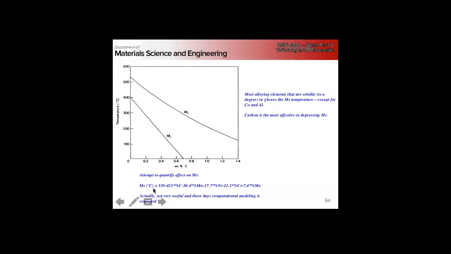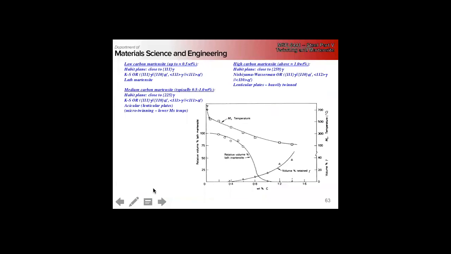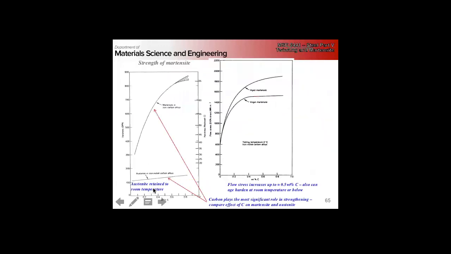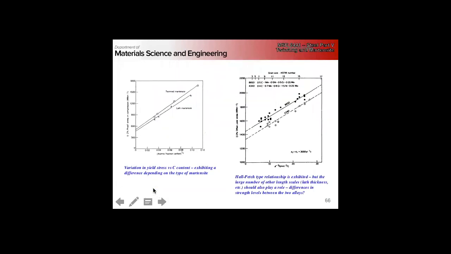What's the general trend, right? If we add anything that's an austenite stabilizer, what's it going to do? Lower the martensite start temperature, right? What's it going to do to our fraction of retained austenite? Remember, carbon is a very powerful austenite stabilizer, just like other alloying elements, right? And so those are sort of the key points on martensite.